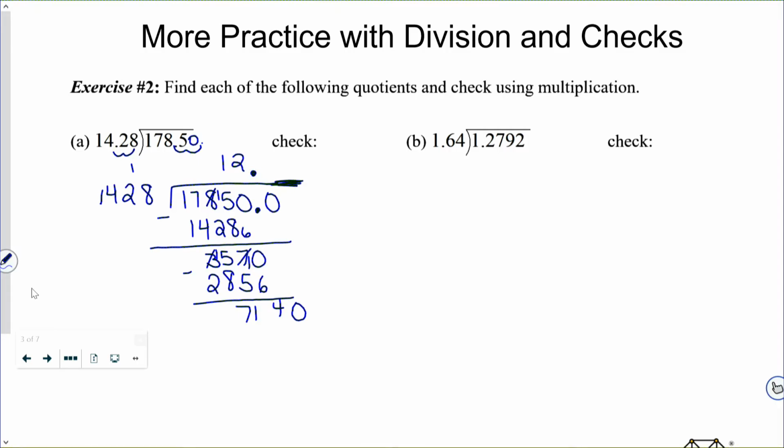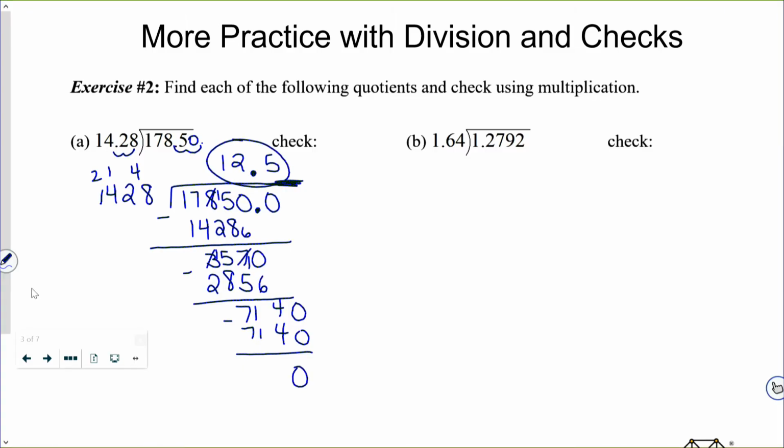Now I have to think about 1,428 into 7,140. Let me try 5, given that that ends in a 0. 5 times 8 is 40. 5 times 2 is 10, plus 4 is 14. Oh, this is looking good. 5 times 4 is 20, plus 1 is 21. And 5 times 1 is 5, plus 2 is 7. Look at that. Subtract with a remainder of 0.